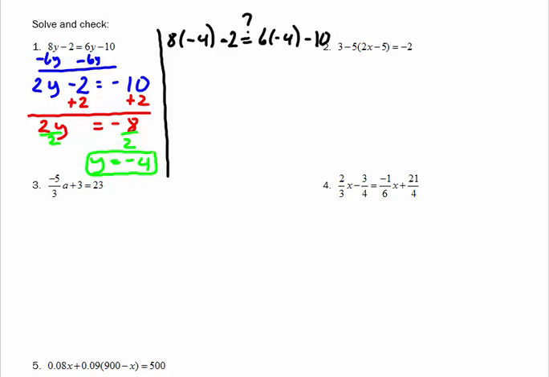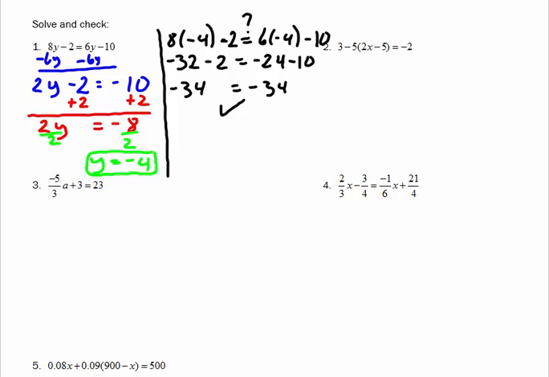8 times -4 is -32 minus 2, and -32 minus 2 is -34. That's what we get on the left-hand side. On the right-hand side, we get -24 minus 10. Putting those two together, we get -34 as well. So we do see that our answer of y equaling -4 does check out. So now let's do number 2.